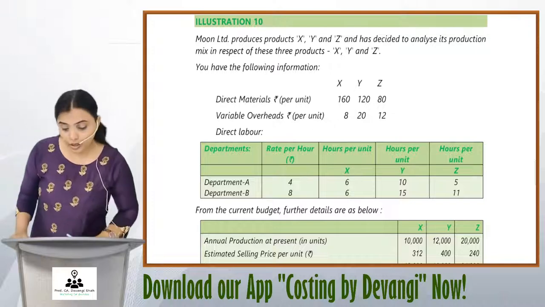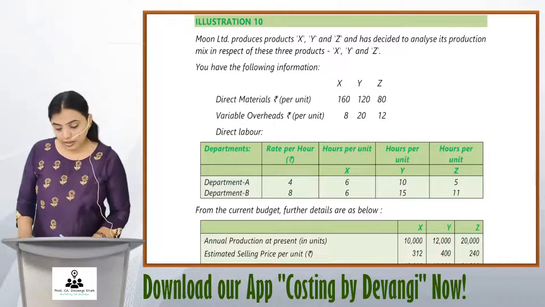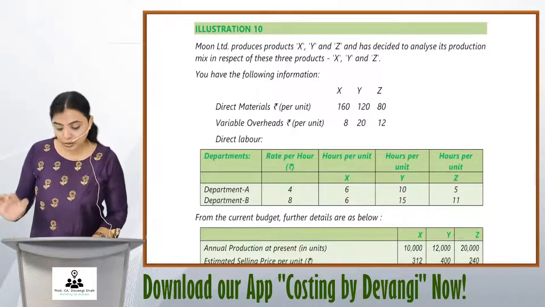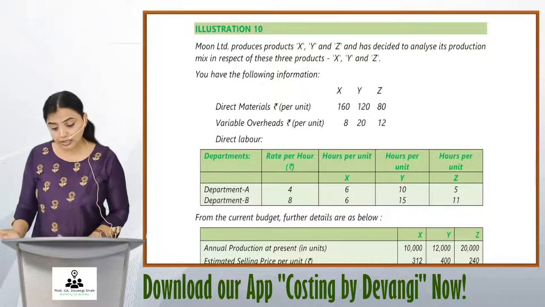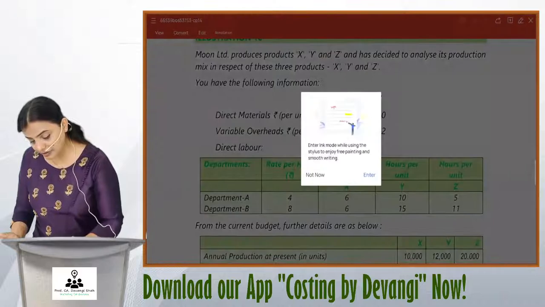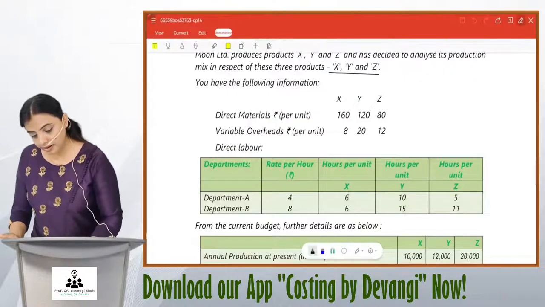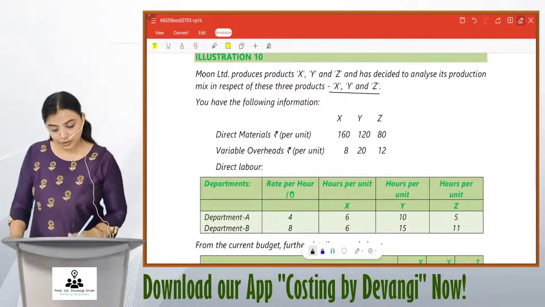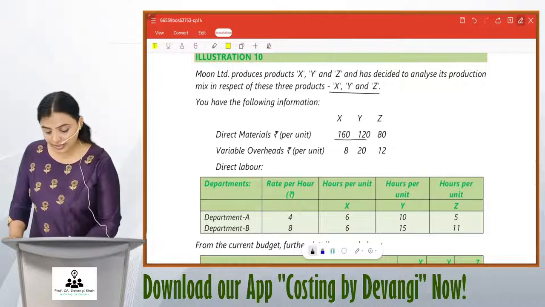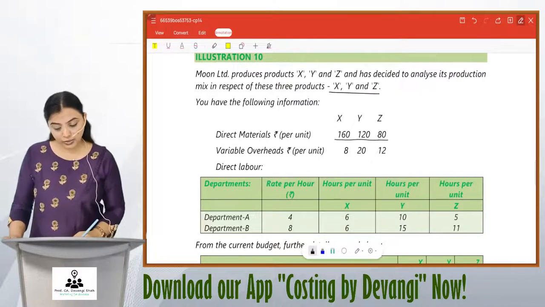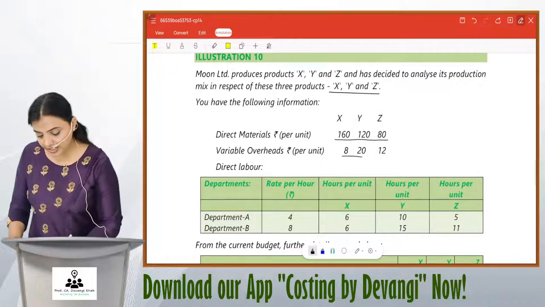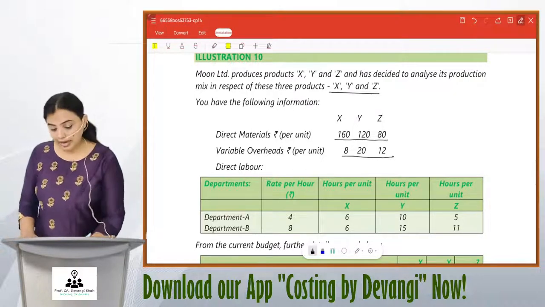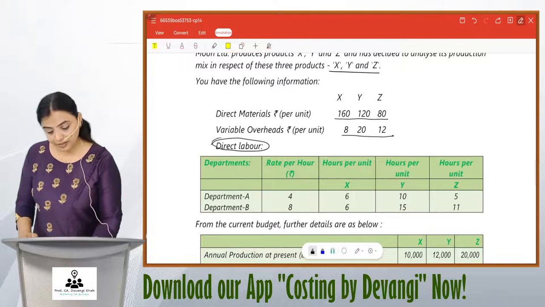Let's read it. Moon Limited produces products X, Y and Z and has decided to analyze its production mix in respect of these three products X, Y and Z. You have the following information. Material cost is 160 for X, 120 for Y and 80 for Z. Variable overheads are 80, 20 and 12. And then labor hours are given.